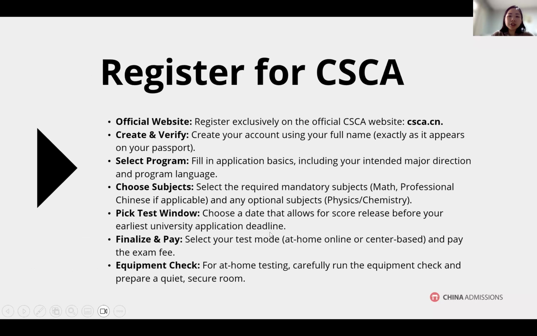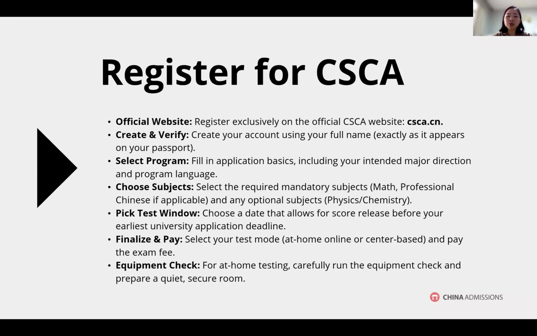And then how to register for CSCA. You need to do it on their official website, which is csca.cn. Then you need to create your account using your full name, exactly as it appears on your passport, because your name and also your passport information has to be consistent everywhere, including later on when you apply for the university. And then you need to fill in your application basics, including your intended major, direction, and program language.